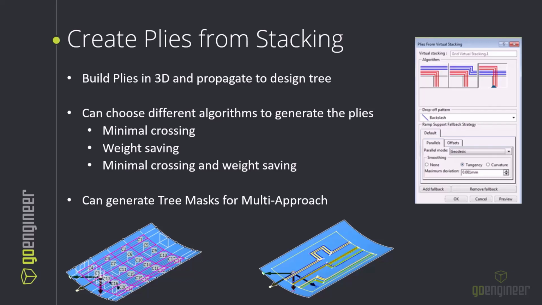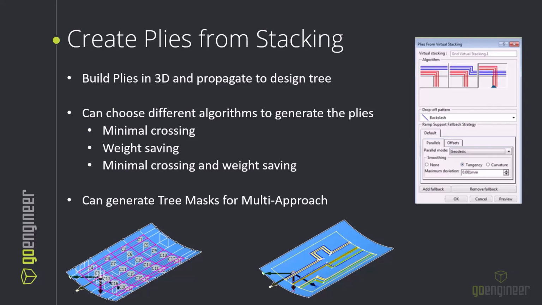The next option, the opposite, is going to be weight saving. So here we have less material used, but this may come at a performance cost. So if you don't have a design intent to go one way or the other, we can choose the happy medium, which is minimal crossing and weight saving.